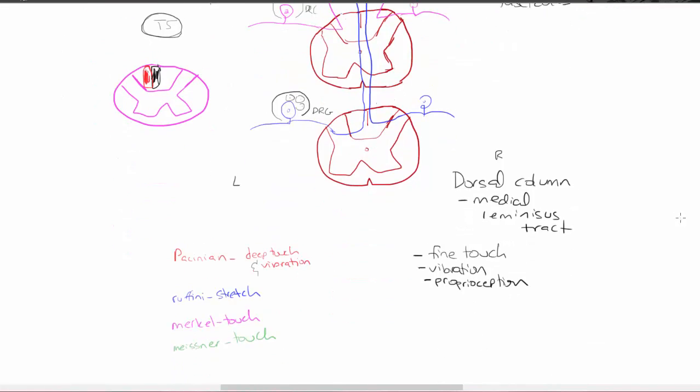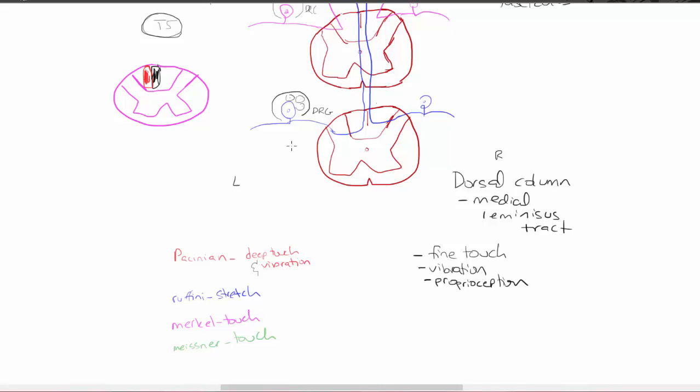So in this video, we will be talking about the dorsal column medial lemniscus tract. This is a sensory tract. It's responsible for fine touch, vibration, and proprioception. The receptors for these are the Pacinian, which is deep touch and vibration, Ruffini for stretch, and Merkel and Meissner for fine touch.